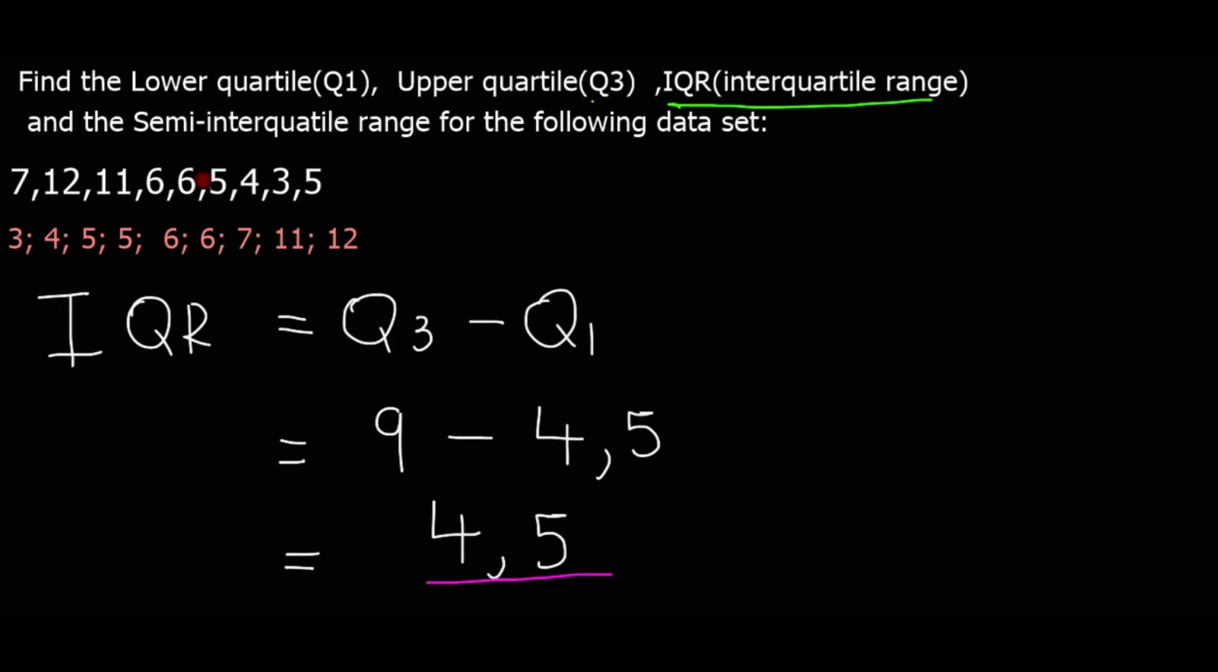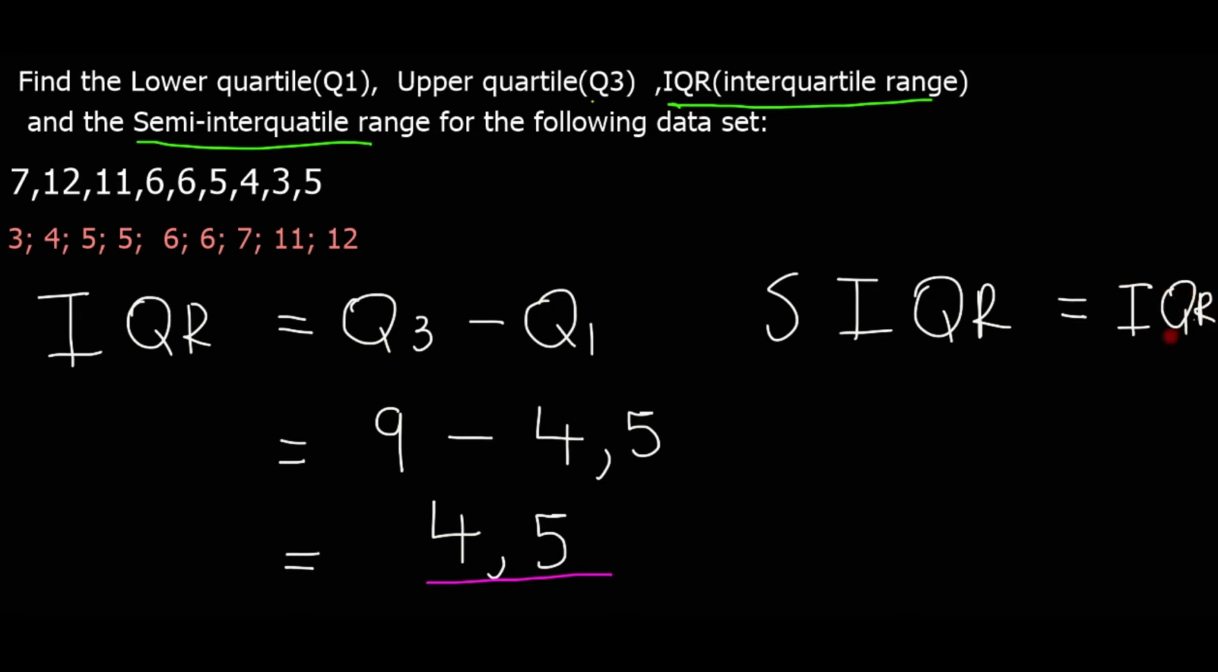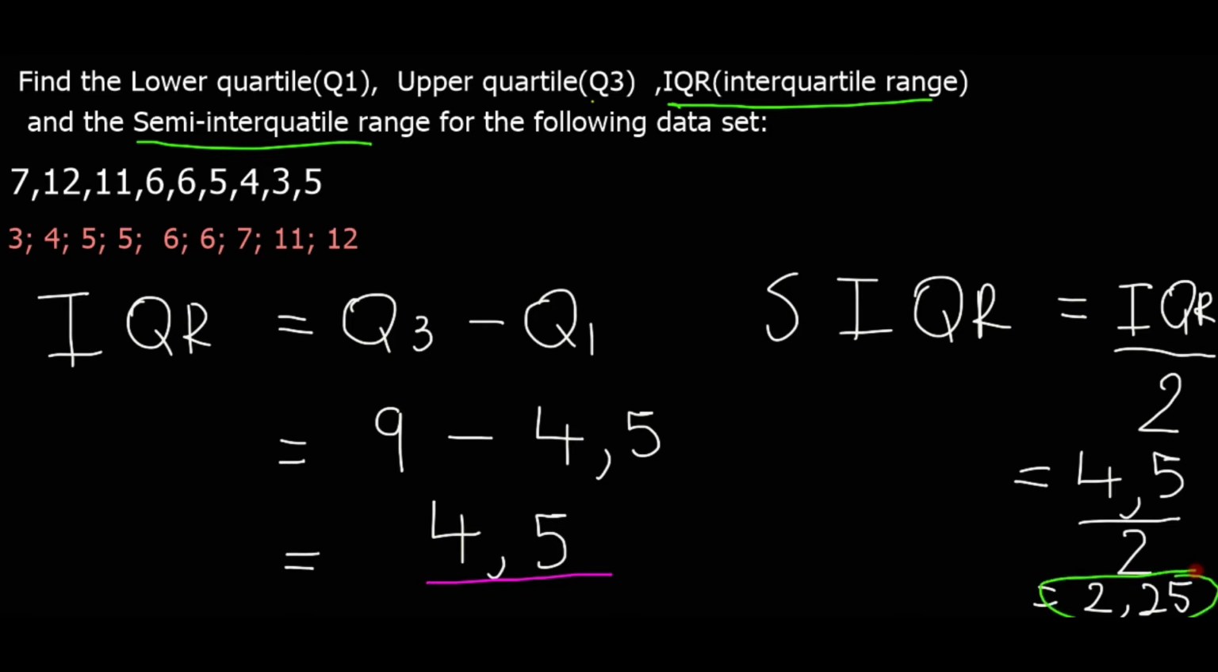And then the last one is the semi-interquartile range. The semi-interquartile range is the interquartile range divided by 2. We found our interquartile range to be 4.5. So we have 4.5 divided by 2, and 4.5 divided by 2 is 2.25. So this is our answer for the semi-interquartile range.